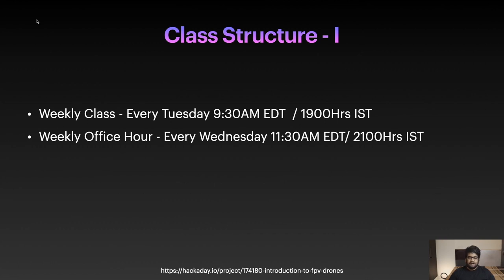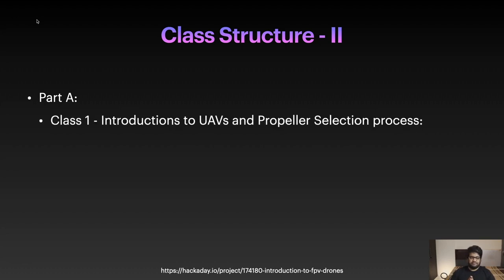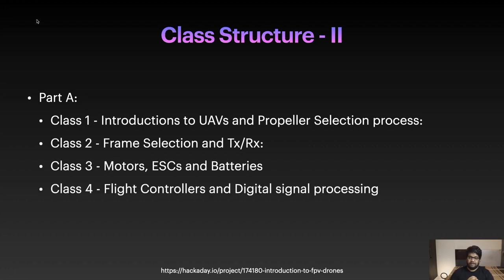Apart from that, there is a structure to this entire course. This course is divided into two parts: part A, which we have started today, and thereafter part B. In each part we have four classes. In class one, that is today, we are going to talk about introduction to unmanned aerial vehicles and propeller selection. In the next class, we will be talking about frame selection and transmitters and receivers. After that, we will be talking about motors, electronic speed controllers, and batteries. This is the third class. And in the final class of part A, we will be talking about flight controller and digital signal processing. That will conclude part A.